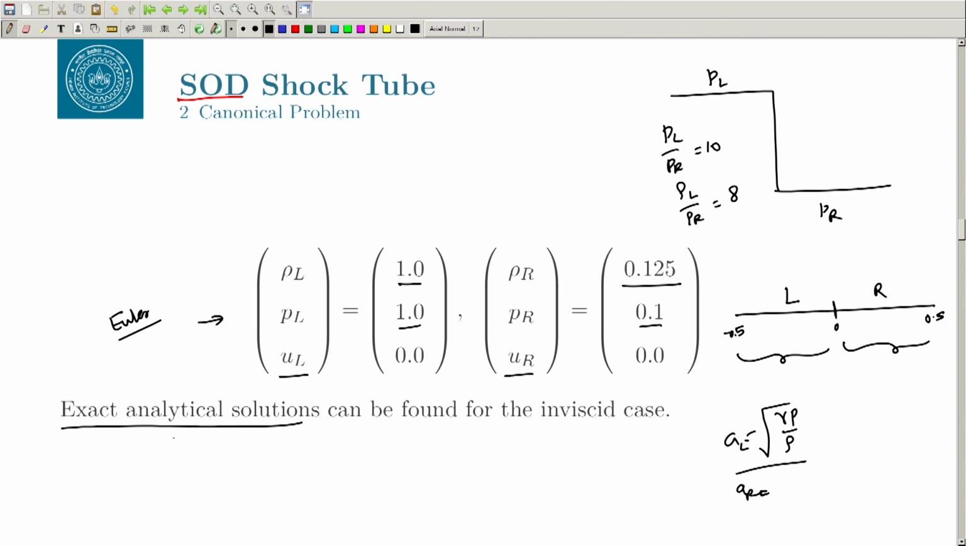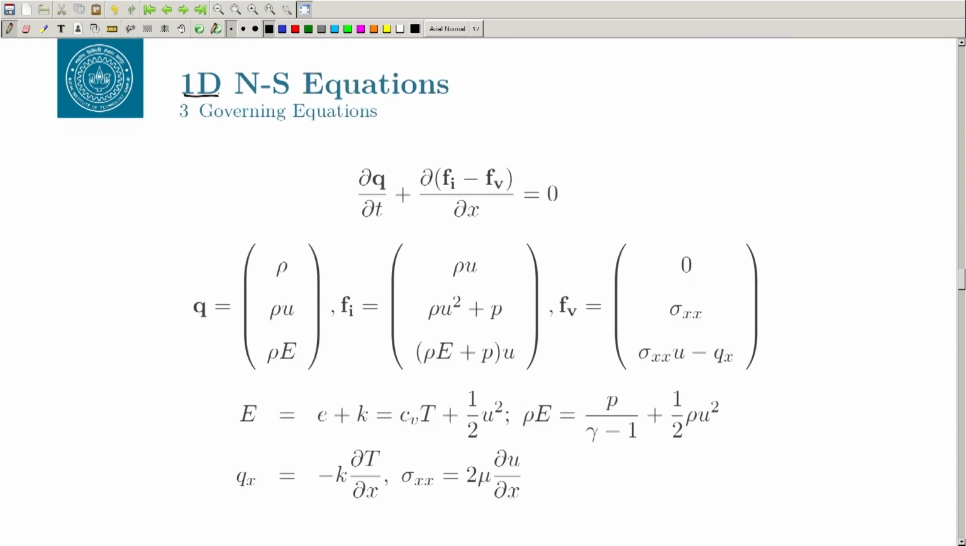For our purpose, we have an analytical solution available, and we want to compare our CFD results with that analytical solution. So, what are the governing equations we have? This is the Navier-Stokes equation, a 1D flow as I told you. So, you will have 3 variables, rho, u and p. There is just one velocity, so one continuity equation, one momentum equation, and one energy equation. And we will be writing them in the conservative variable form.